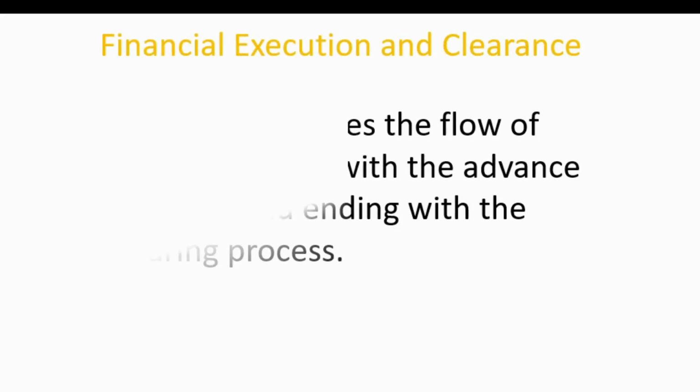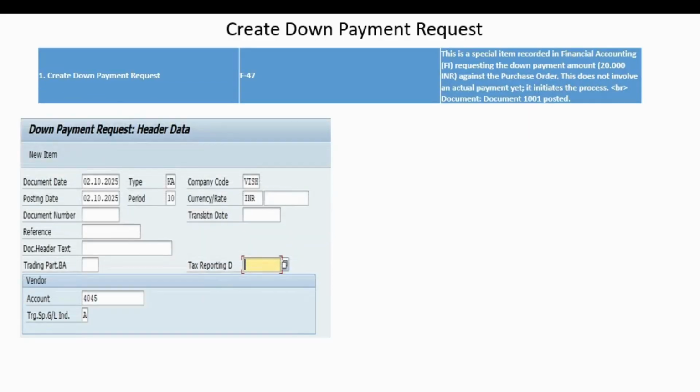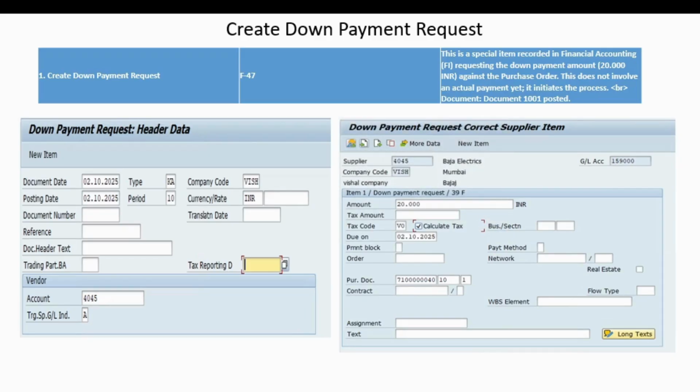So phase 4, financial execution and clearance. This phase handles the flow of money, starting with the advance payment and ending with the clearing processes. So step 1, create down payment request. T code F47 is used to create this. This is a special item recorded in financial accounting, FI, requesting the down payment amount of rupees 20,000 against the purchase order. This does not involve an actual payment yet. It initiates the process. Document 1001 is posted here.